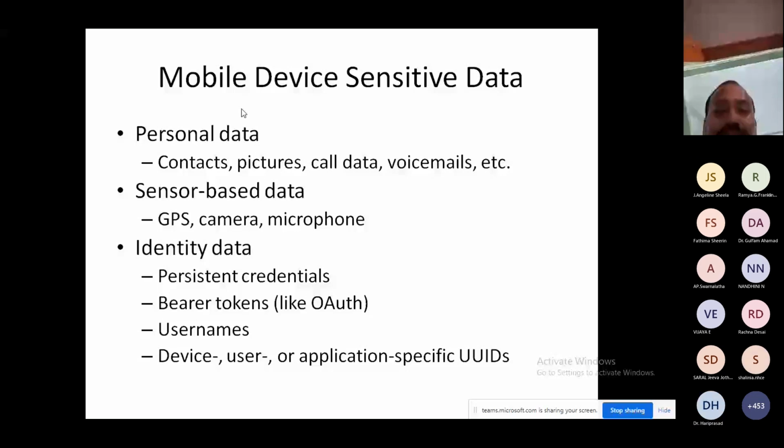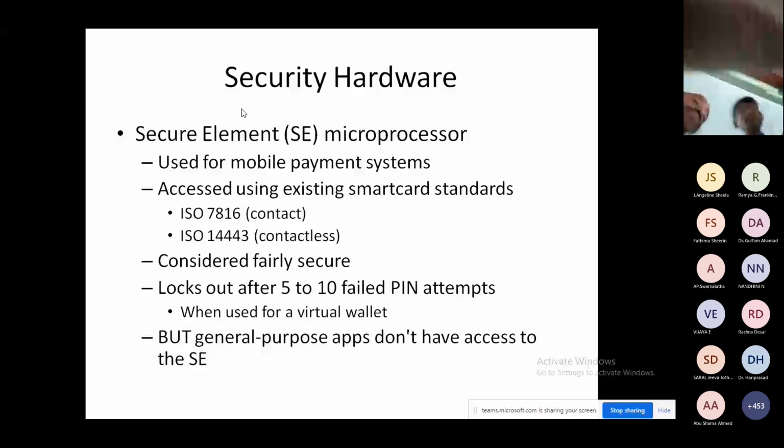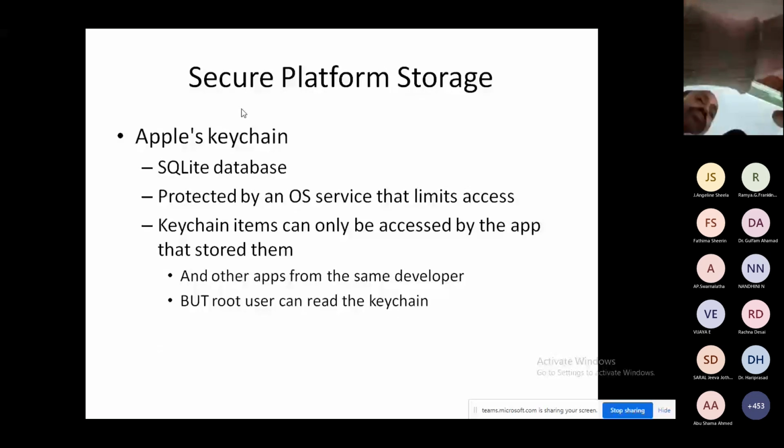Then security hardware, where a secure element microprocessor is used for mobile payment systems, access using existing smart card standards, and lockout for 5 to 10 failed PIN attempts, but general purpose applications do not have access to the secure element. So secure platform storage, where Apple's keychain SQLite database is protected by an operating system service that limits access of keychain items.